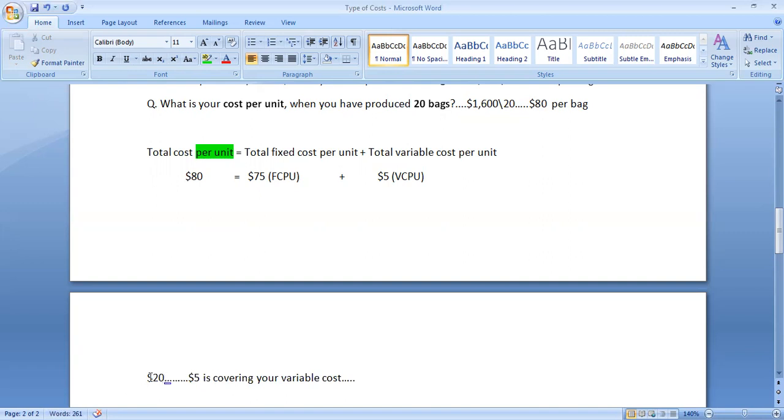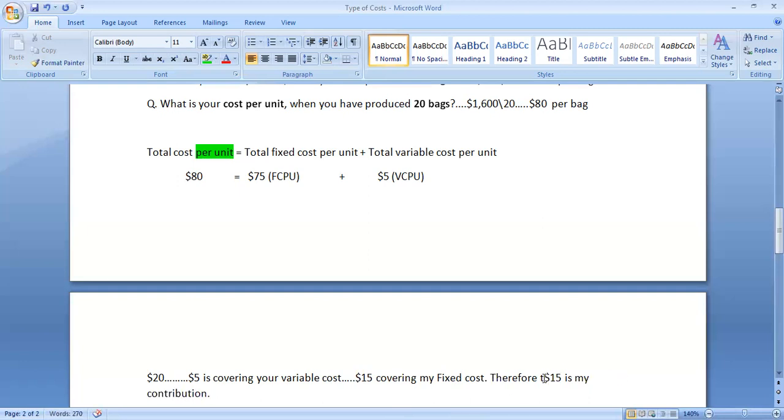So out of this $20, how much is covering my fixed cost? 15. Yeah, because $5 is going for variable cost, and $15 is covering my fixed cost. And so that is why this $15 is called the contribution margin. I'll write it down here. Therefore, $15 is my contribution.